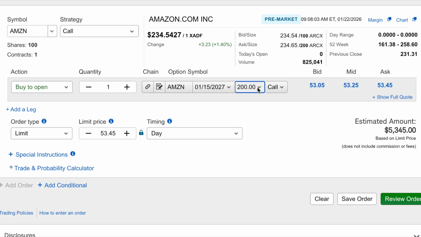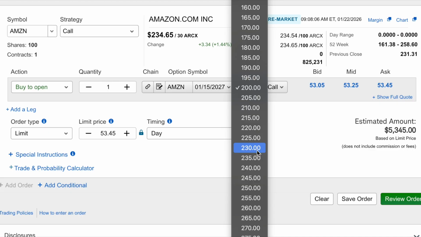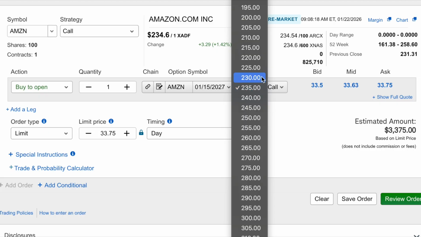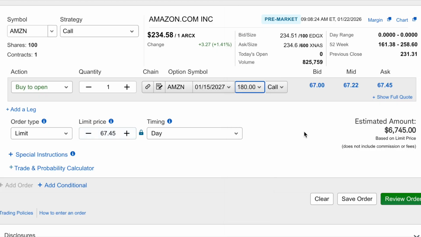Now let's look at another strike price. Let's look at a 235 strike. It's going to be less money. Why? Because this is basically all time value and there's no intrinsic value. The deeper you go in strike price, like say I pick a 180 strike, the more money it's going to be. Why? Because this option has more intrinsic value and there's still time value tacked onto it.